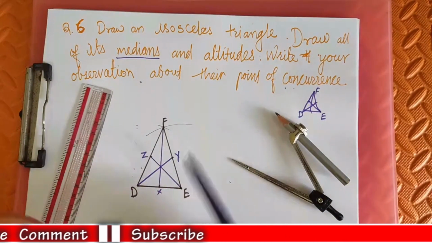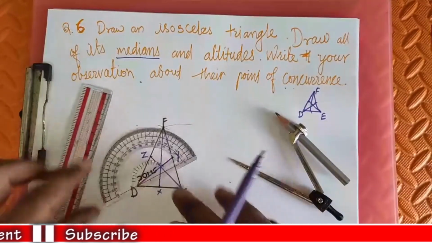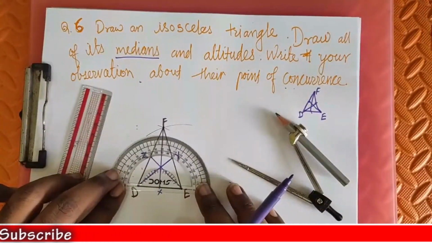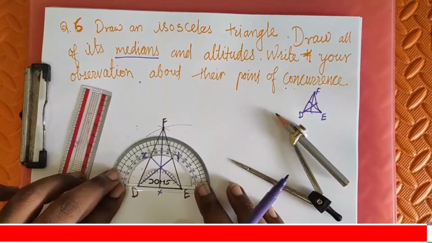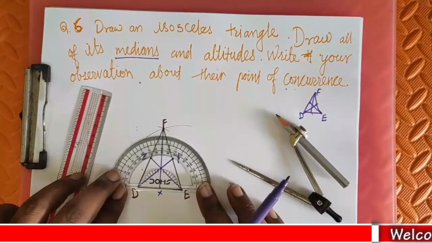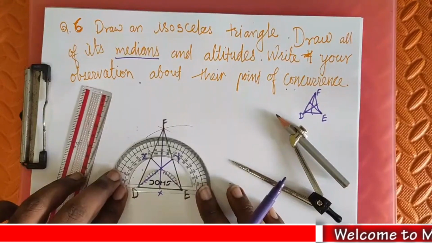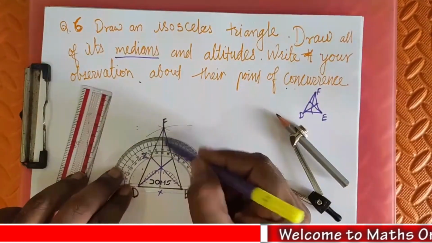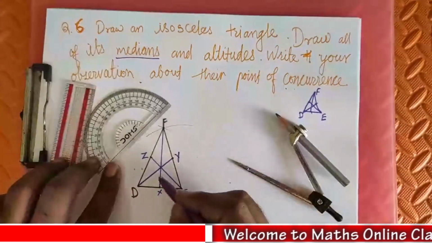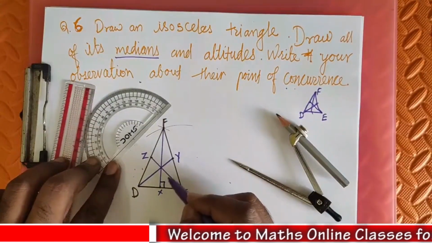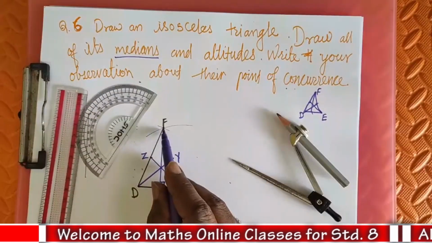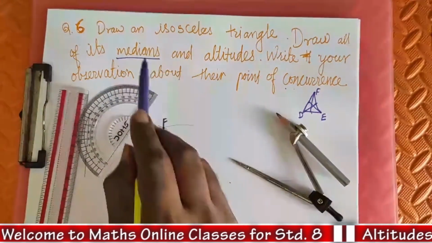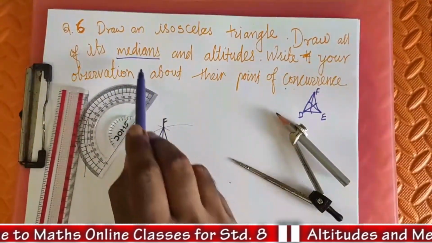If you see this median FX is already 90 degree. It means this median is 90 degree, then median and altitude are the same. So segment FX is median as well as altitude.